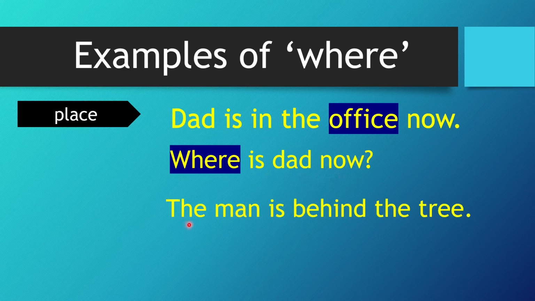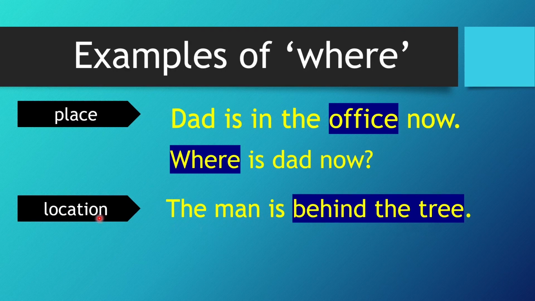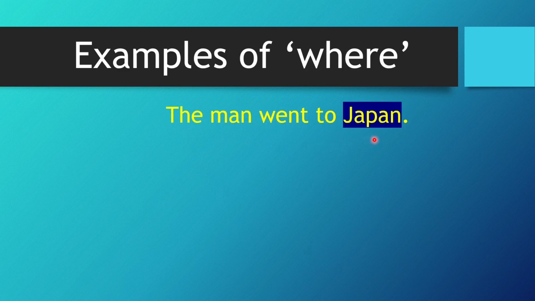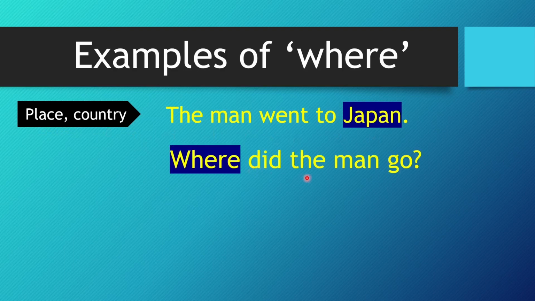In the same way, the man is behind the tree. So behind the tree, it is showing the location of the man. So the sentence will become, where is the man? Here again, after the man is given, and is not working as the auxiliary verb here. Is working as the main verb because there is no other main verb given in this sentence. So where is, we are writing is, and the subject, the man. Where is the man? The man went to Japan. So Japan, this is the place, or you can say the country's name. So where did the man go?